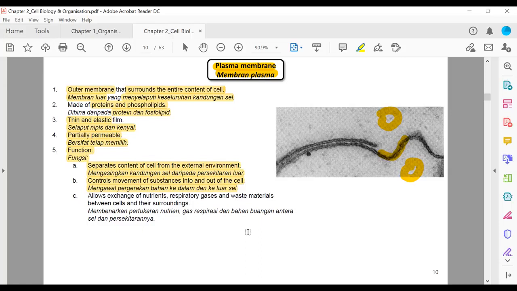So same thing like here, sama macam itulah, control movement of substances in and out of the cell, mengawal pergerakan bahan ke dalam dan keluar sel. Yang ketiga, allows exchange of nutrients, respiratory gases, and waste materials between cells and their surroundings. Membenarkan pertukaran nutrien, gas respirasi, dan bahan buangan antara sel dan persekitarannya. Membenarkan, allow exchange of substances.